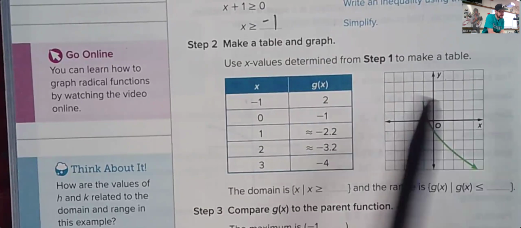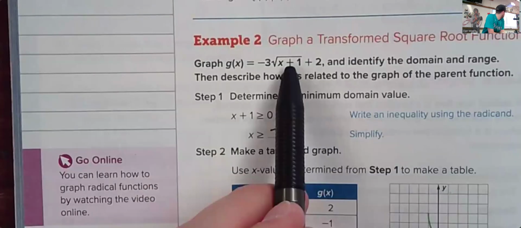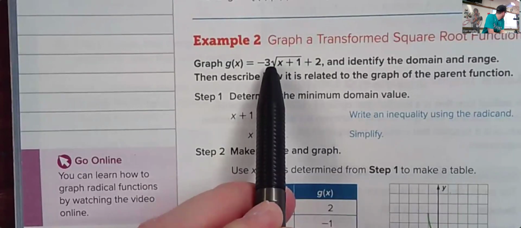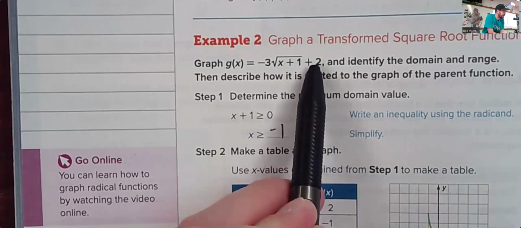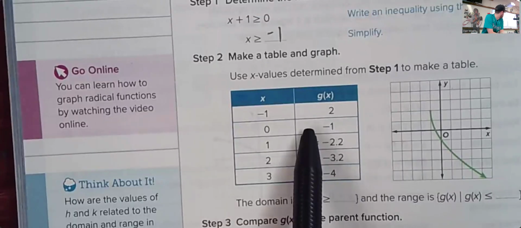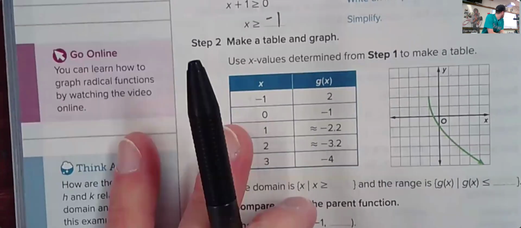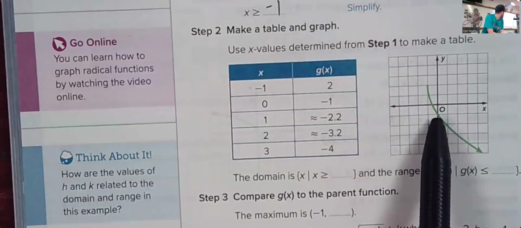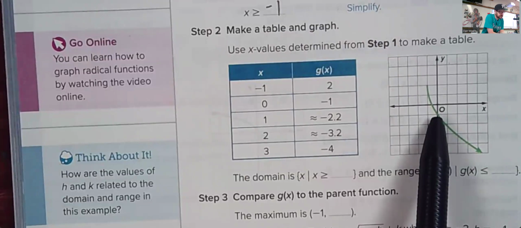And then if we plug in 0 for x, 0 plus 1 is 1. The square root of 1 is 1. 1 times -3 is -3. -3 plus 2 is -1. So we have the point 0, -1. That's right here, which happens to be the y-intercept.